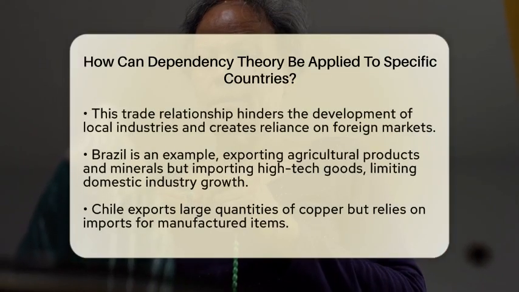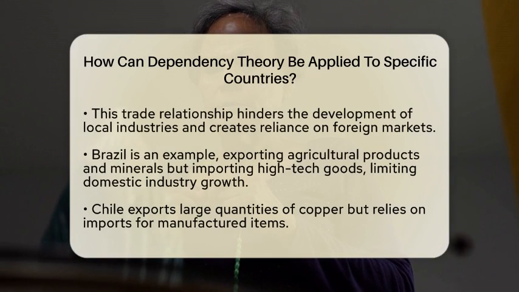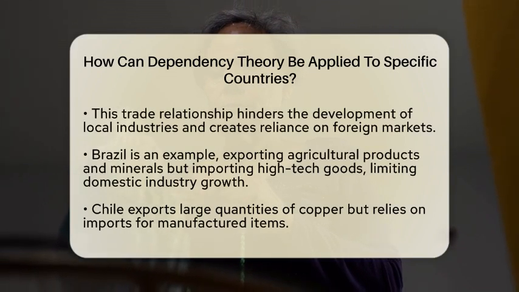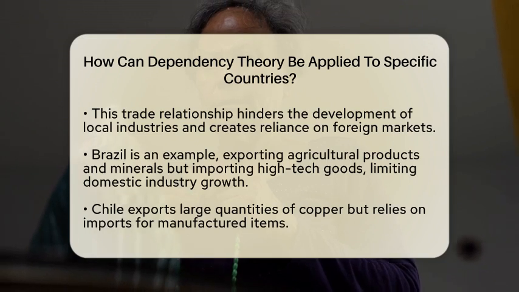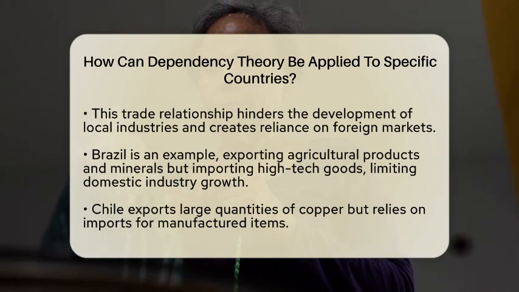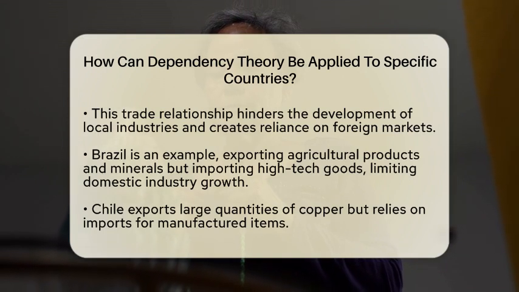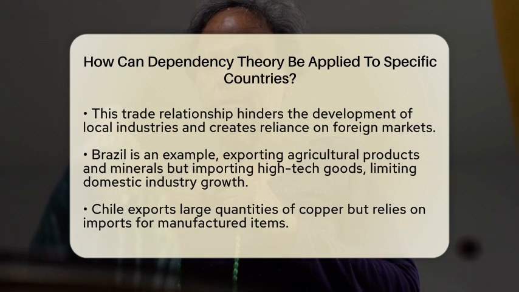The theory argues that many Latin American nations primarily export raw materials, such as minerals and agricultural products, to industrialized countries. In return, they import costly manufactured goods. This trade relationship keeps their economies from developing their own industries and makes them reliant on foreign markets.